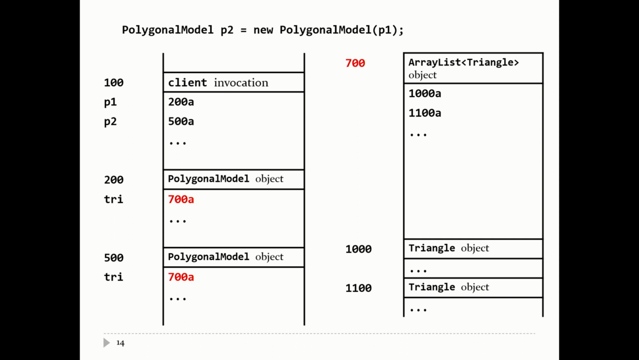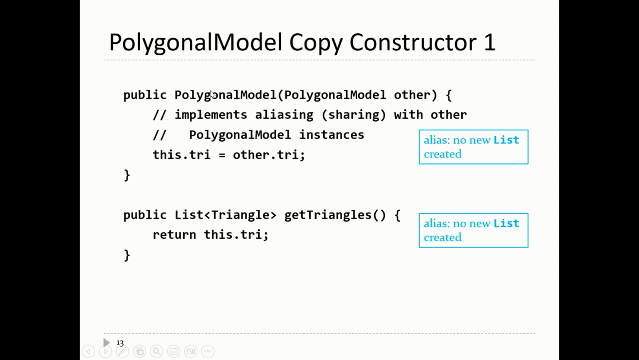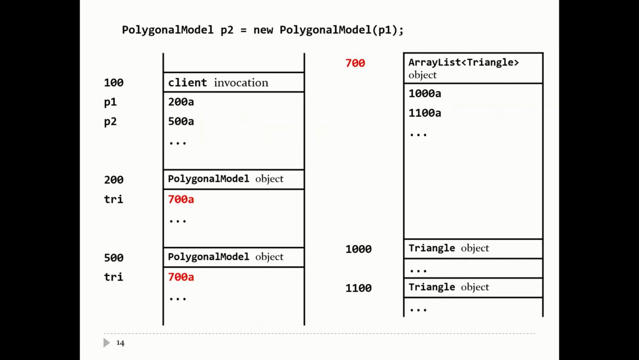And so the picture that you get is the following. Where is this? Oh, here. Okay. So I've got an existing polygonal model P1. I'm going to use the copy constructor and make a new polygonal model P2. Right? So there's P1. There's P2. What's inside the first polygonal model? Well, there's a list. Where does the list live? Well, it's over here. This list happens to have two triangles in it. And so the triangles are there and there.